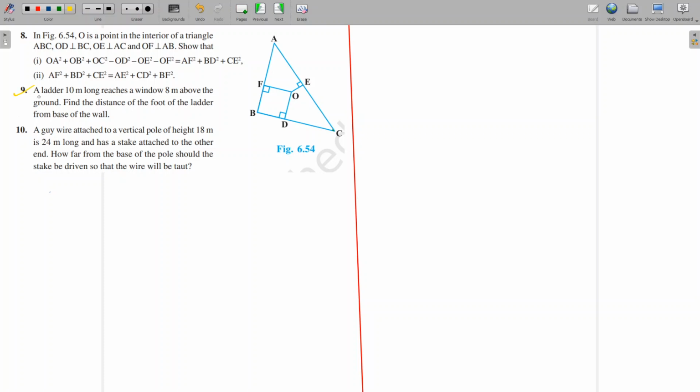Question number 9. A ladder 10 meter long reaches a window 8 meter above the ground. Find the distance of the foot of the ladder from the base of the wall. So the ladder is 10 meter long and reaches a window 8 meter above the ground. Suppose this is the ground and this is the ladder. So this is A, B and C. Because the house is always straight, this will be 90 degree and the window is here at point A and the height of the window is 8 meters. So this is 8 meter and the length of the ladder is 10 meter.